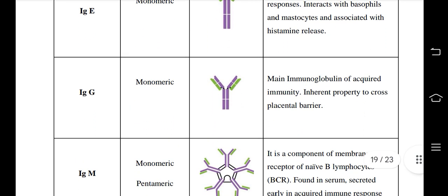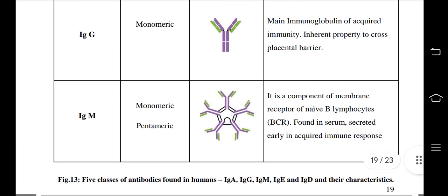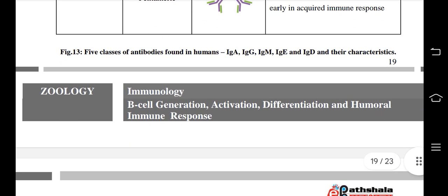Then IgG, the main immunoglobulin of acquired immunity, has the inherent property to cross the placental barrier. IgM, monomeric or pentameric. It is a component of the membrane receptor of naive B lymphocytes, found in serum, and secreted early in acquired immune response.